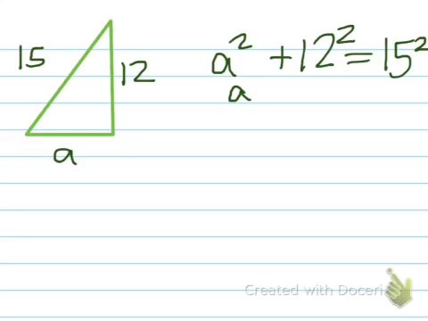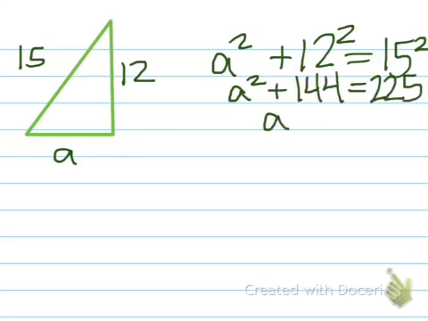So now when we square it out, we're going to get a squared plus 144 equals 225. Now we just go back to our algebra and we're going to subtract 144 from each side. So a squared equals 81. And then we take our square root and we will get a equals 9.